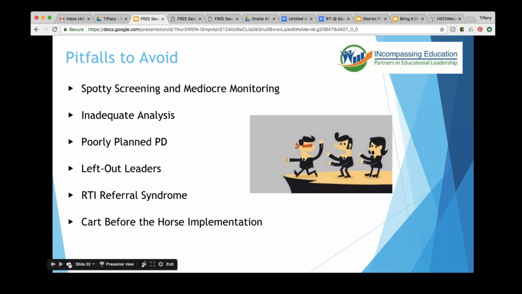And the cart before the horse implementation: if you hear that something is going really well in one building, you really don't want to just jump in and implement it simply because you heard that somebody else experienced success with it. You want to make sure that you've thought out every single part of the implementation process.